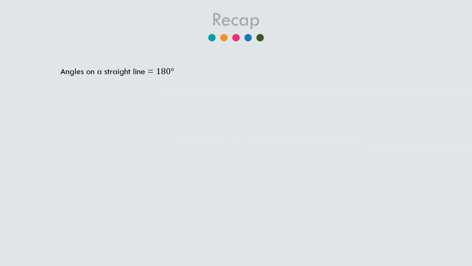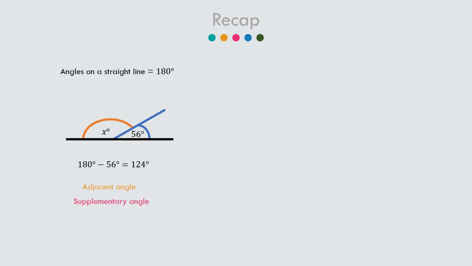Angles on a straight line always add up to 180 degrees. Take a look at this example. To find the missing angle, all we have to do is subtract 56 degrees from 180 degrees. This gives us the missing angle, 124 degrees.